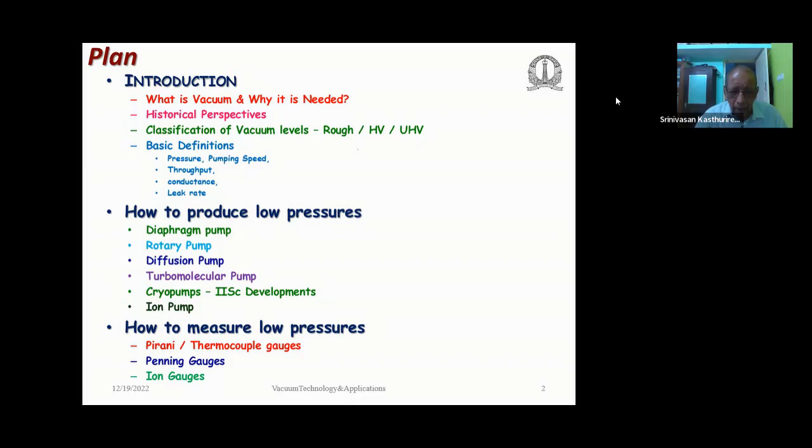Okay. Next, we will talk about how to measure low pressures. Okay, for measurement of pressures, you have some gauges. The gauges are Pirani gauges or thermocouple gauges. Both are different, of course. Then penning gauges and then ion gauges. These are the type of gauges which one normally uses for measurement of vacuum.